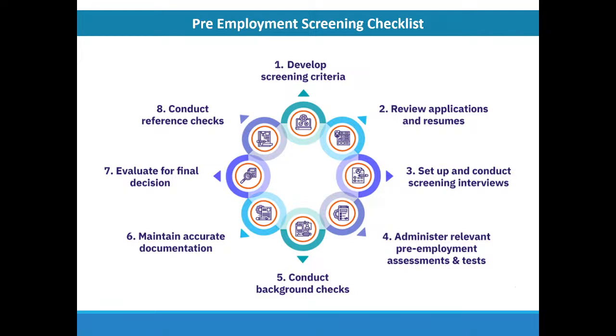Okay, so now let's talk about the pre-employment screening checklist. So here you can see the checklist. You have to check: develop screening criteria, review applications and resumes, set up and conduct a screening interview, administer relevant pre-employment assessments and tests, conduct background checks, and maintain accurate documentation. Seventh is evaluate for the final decision and conduct reference checks. So this is the pre-employment screening checklist you can see here.